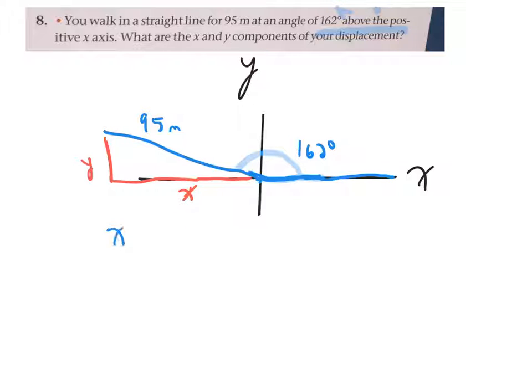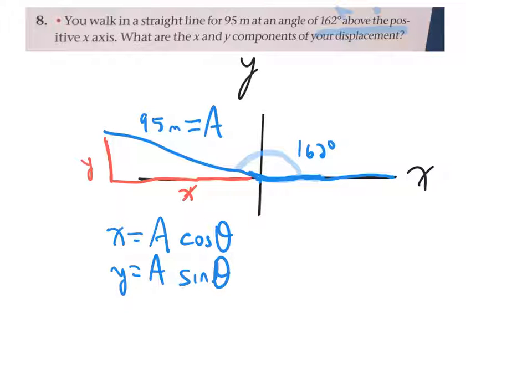We know that x is going to be, if we give this thing the size just named a, x is going to be a cosine theta, and y is going to be a sine theta. And if we're measuring from the plus x-axis, this is always the case. And I don't have to think about triangles or anything like that. So we run through and we say 95 cosine 162 and 95 sine 162.